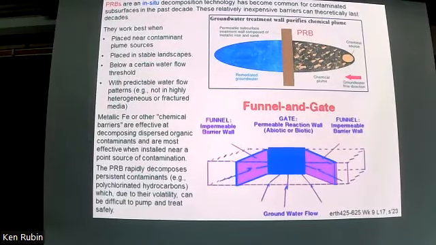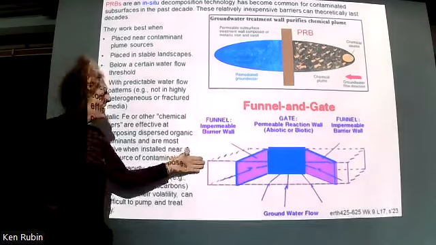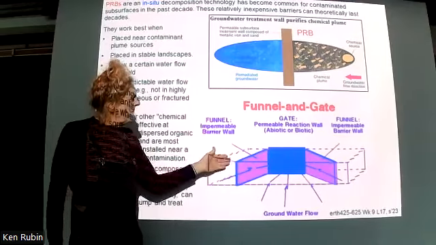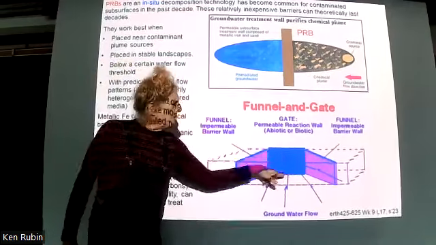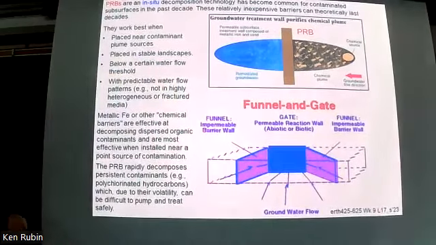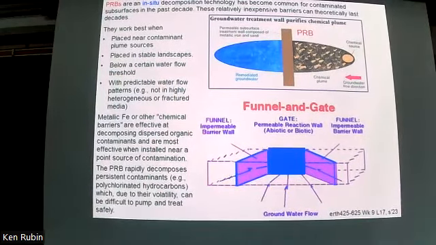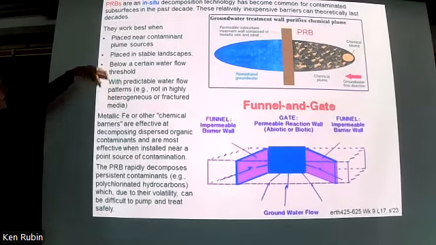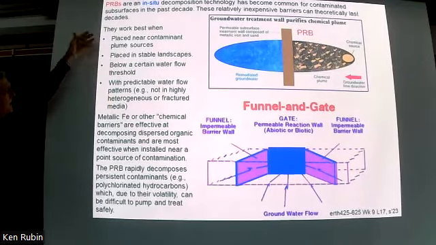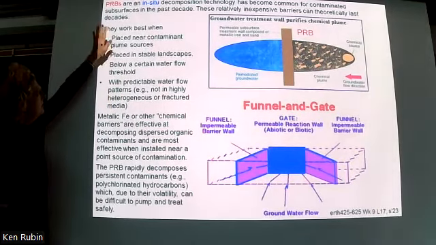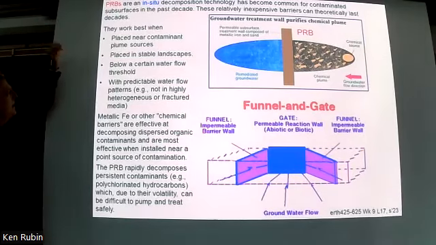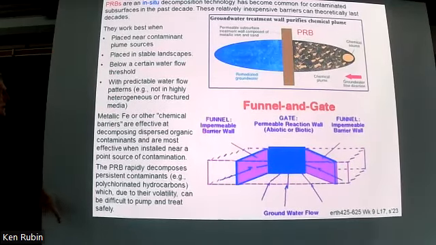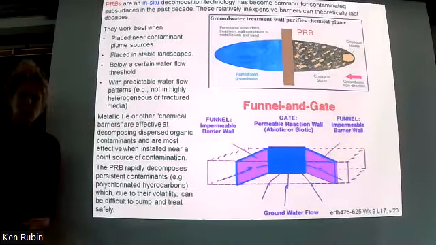But there are things that can be done in the subsurface. This is called a funnel and gate, where basically once a plume has dispersed a fair amount, you can redirect the flow just to a part of the structure, that's the PRB, to remediate the composition. So this doesn't always work. Here are some conditions where they work best: when your landscape is stable, where they're close to the contaminant source. You need it to be below a certain water flow threshold. If the water is racing through, that's very difficult. And you need any kind of predictable water flow patterns.